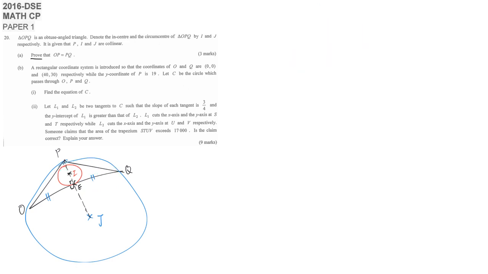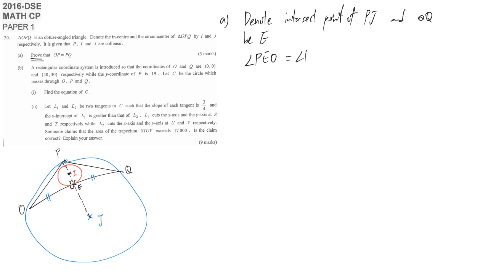Because they ask us to prove this, that means reasons and references must be provided. And you see, quite troublesome, but you still have to write. First, denote the intercept point of PJ and OQ as point E, so that we can say angle PEO is equal to angle PEQ equal to 90 degrees. The reason is radius perpendicular to tangent.